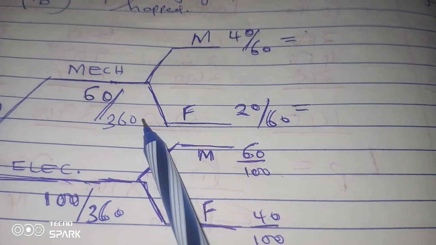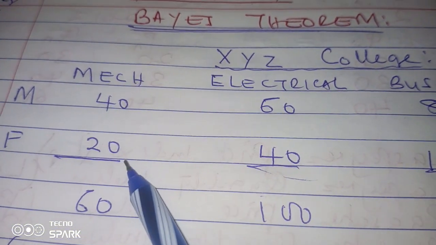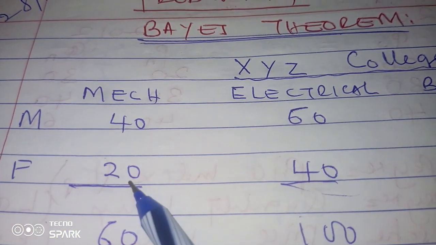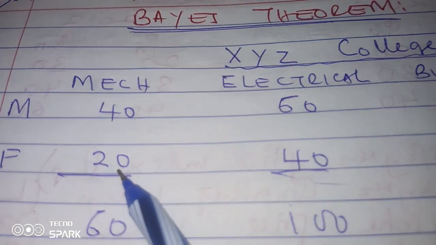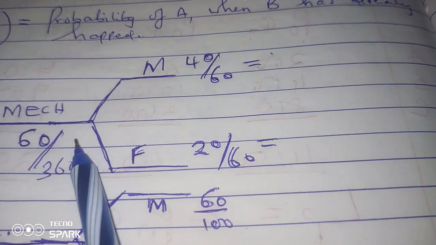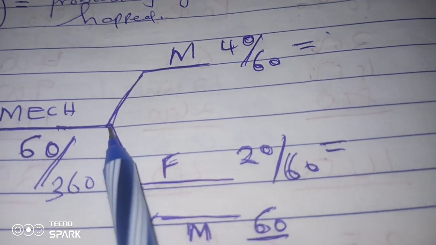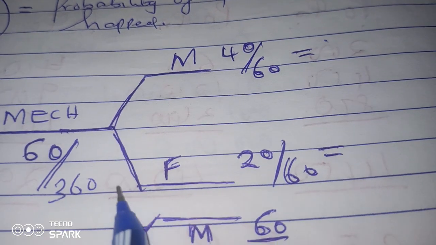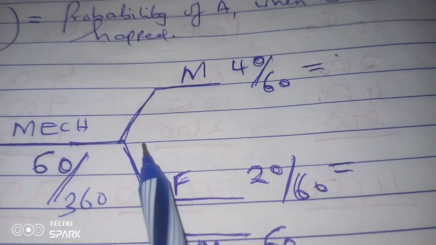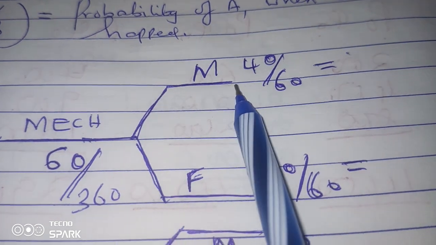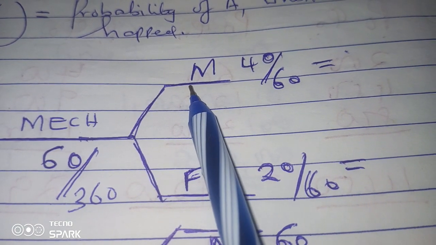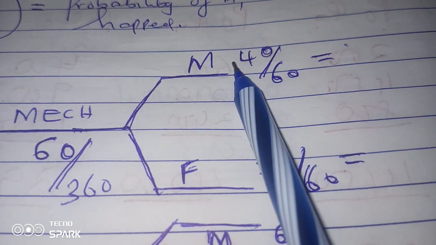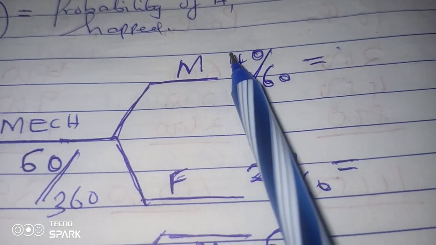Once again, we can see we have 40 students in the mechanical department being male and 20 being female. Once again, we come down here to the tree diagram and we shall split the mechanical group into the male and the female. The total of the mechanical department is 60 students, and therefore for the male it shall be 40 out of 60. The probability of picking a male in the mechanical department would be 40 out of 60.